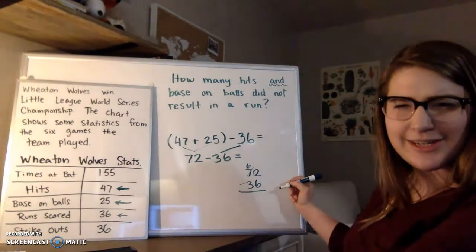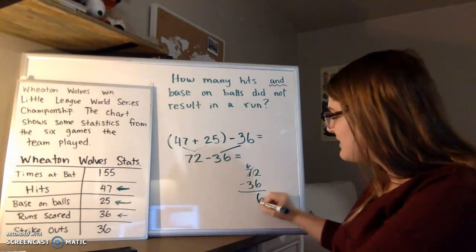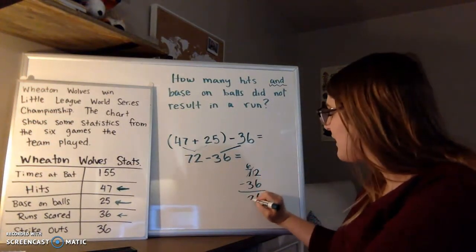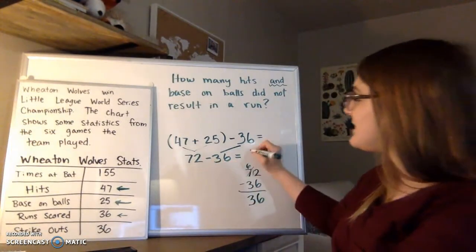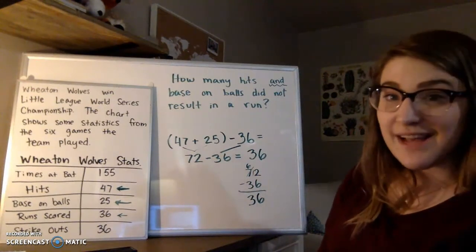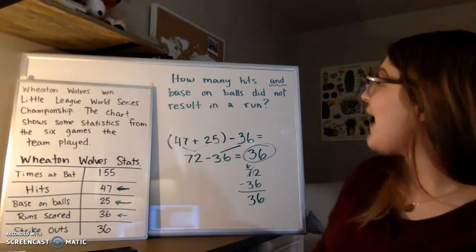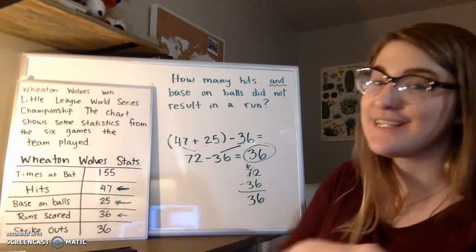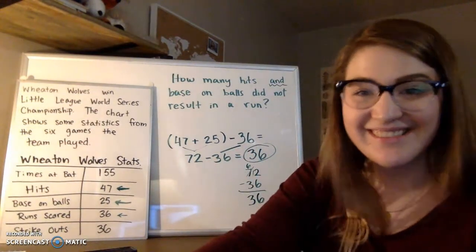Is that a little easier to do? Yeah. So 12 minus 6 is 6. 6 minus 3 is 3. So 72 minus 36 is 36. And what does that number represent? Our answer is how many hits and base on balls did not result in a run. That's what that number represents.